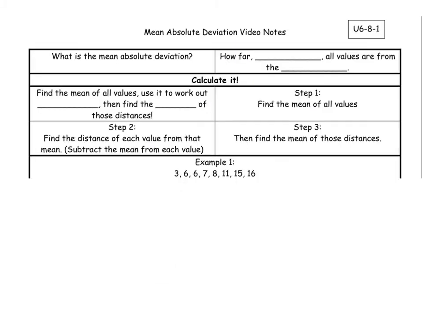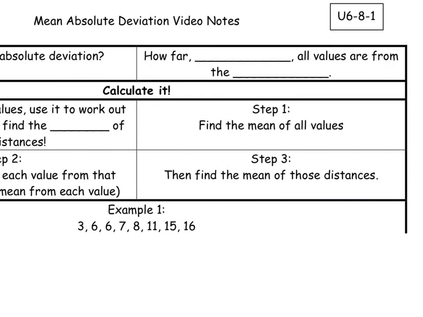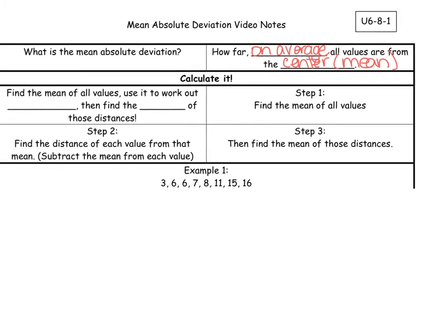Okay, so what is mean absolute deviation? Mean absolute deviation is how far, on average, all values are from the center. And our measure of center in this case is going to be mean. So how far, on average, all values are from the center, and for our purposes, we are going to be using the mean. And as I said earlier, this should be a review from last year.